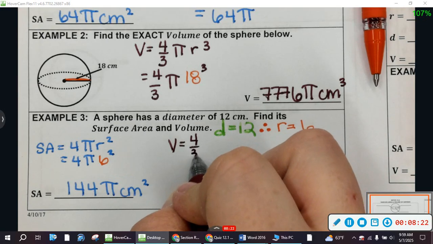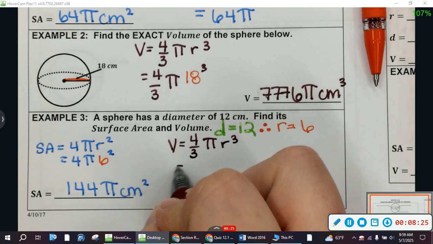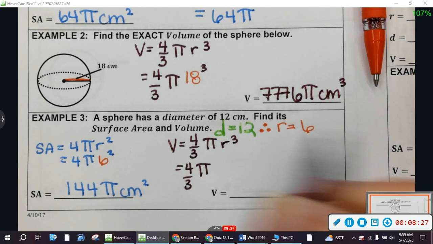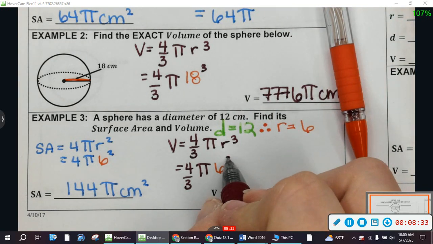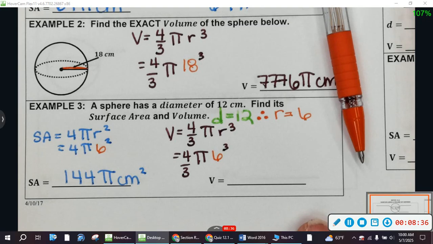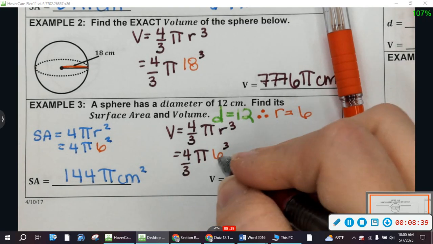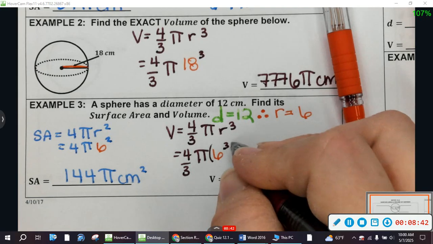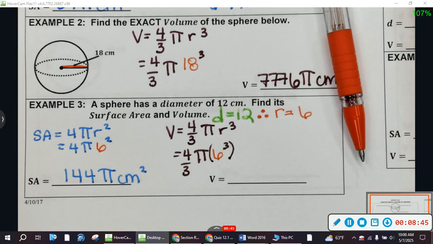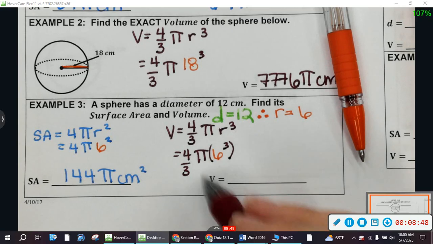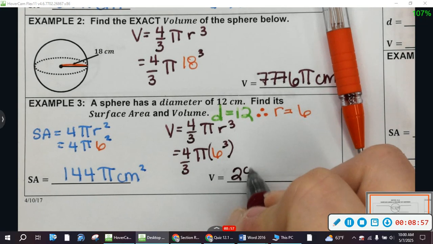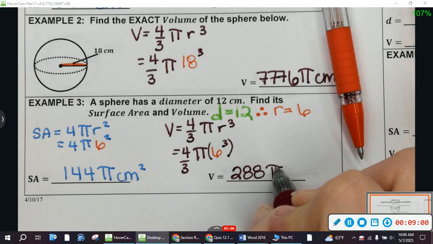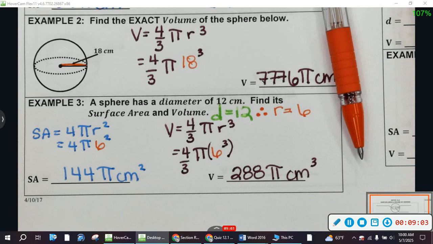Then we need volume. Volume is 4/3 pi r cubed. 4/3 pi. Radius is 6, and we cube it. Now, you do not take 4/3 of 6. You have to first cube and then take 4/3, or put parentheses around it if you do 4/3 times 6 cubed. And after you type all that in, you should end up with 288 pi centimeters cubed.